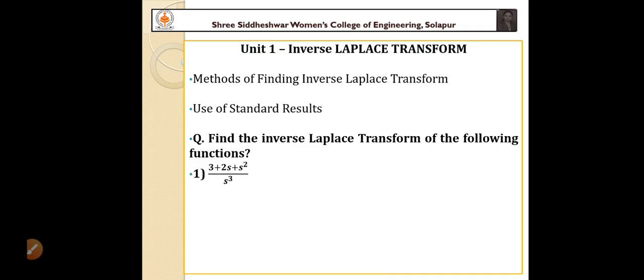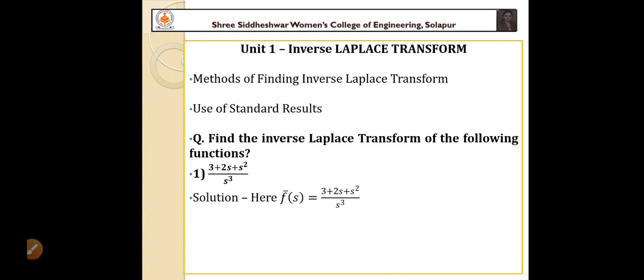So the solution using the method of standard results to find the inverse Laplace transform is, first step is, first you have to consider the given function of s as f bar of s. So the first step of the solution is, here f bar of s is equal to 3 plus 2s plus s square upon s cube.